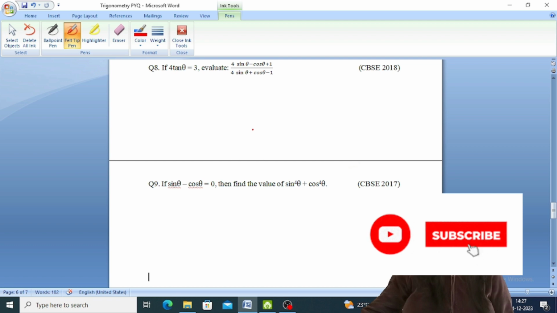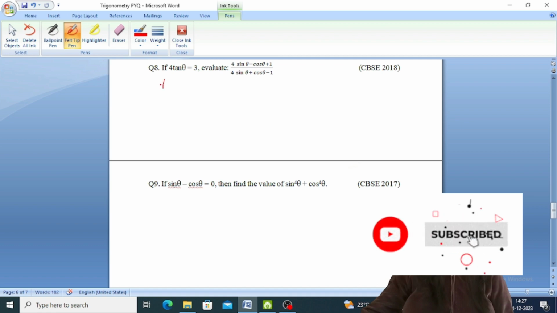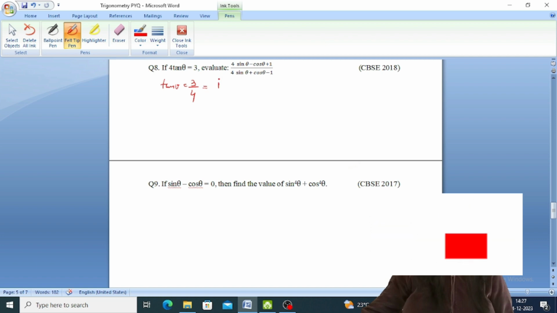Question number 8 is: if 4 tan theta equals 3, then evaluate the given expression. In it you can see we have sin theta and cos theta. So with the help of this tan theta, first we will find the values of sin theta and cos theta, and we will substitute those values here to get the answer. So this tan theta is 3 upon 4, and you know tan is perpendicular upon base. With the help of Pythagoras theorem, we can find the hypotenuse from here, which will be 5.